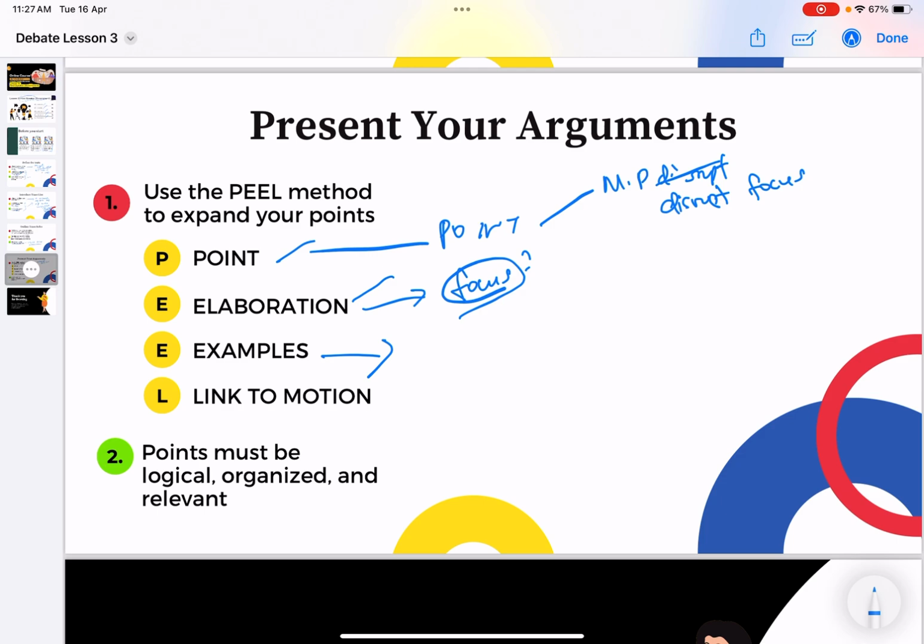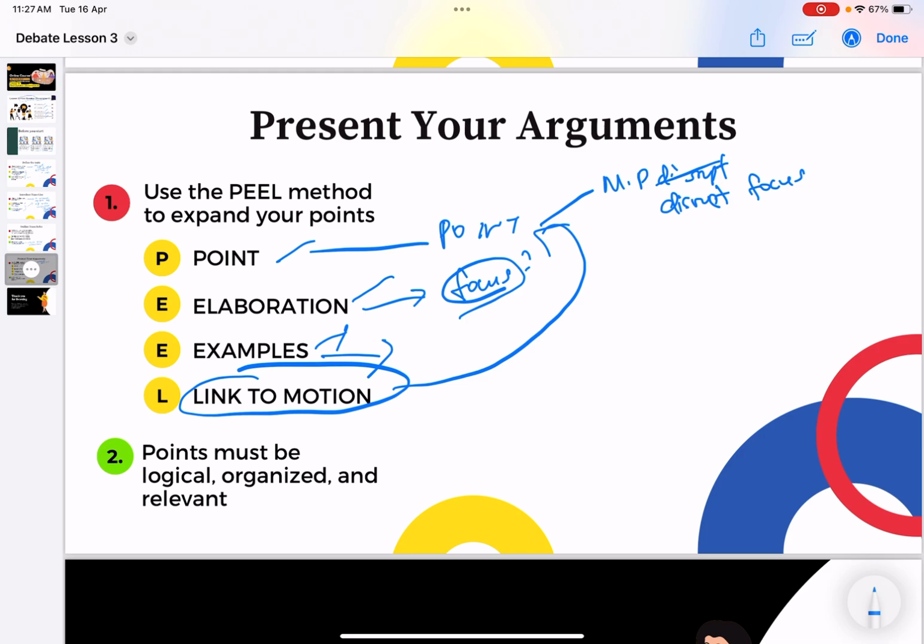Mobile phones these days are very high tech, right? There are a lot of functions and students use different types of apps. All of that, you can also give as examples of how that disrupts. And finally, you need to link back to the motion. Link back means bring back your point and link it to the motion.